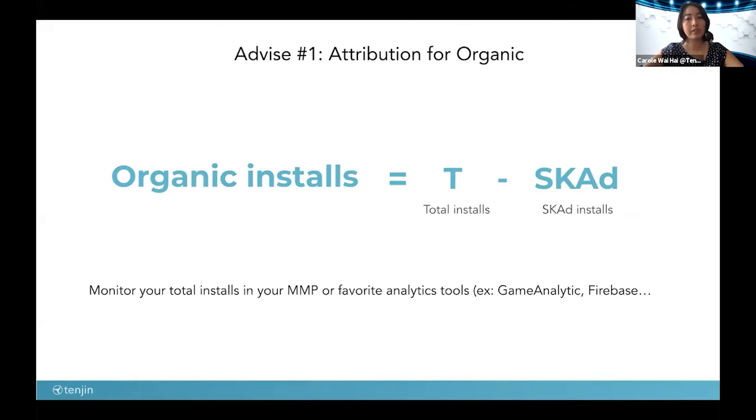First, how to solve the organic problem. Well, that could be quite simple, but you should always keep a tool or a place where you can monitor your overall new installs, even if you don't know where the installs are coming from, and know exactly every day how many new installs you get. Then when you're confident that you are receiving all the SKAdNetwork installs for your campaigns, you could always do this simple formula, total installs minus SKAdNetwork installs, and that should be your organic.